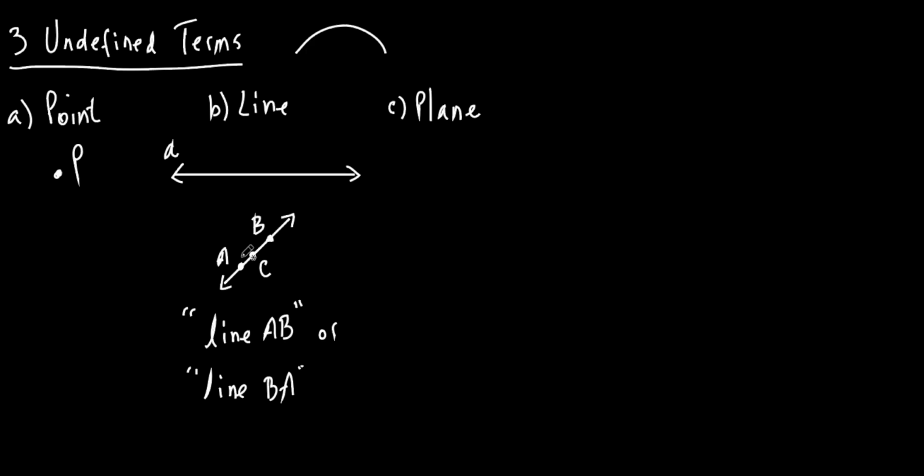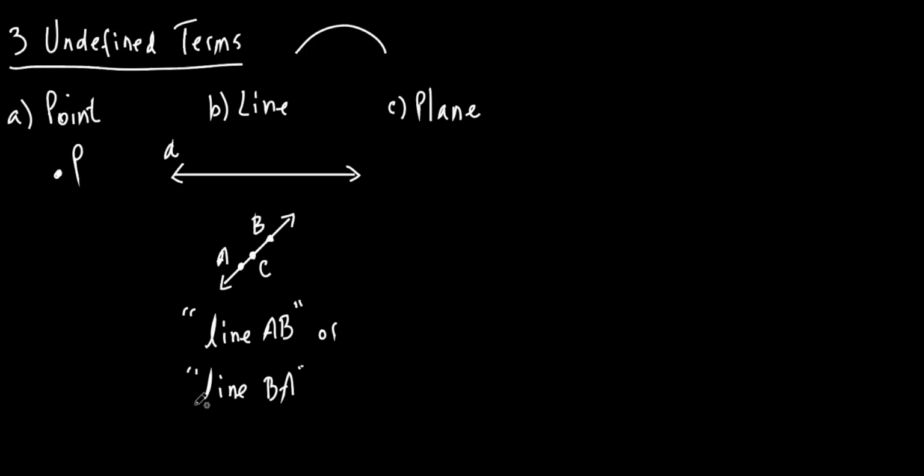I could still call it line AB, even though I got that C in there. I don't have to include the C. I could call it line BA again, or I got some other ways to call it. As long as I just pick any 2 points that are on that line, it doesn't matter what order I put them in, and it doesn't matter which 2 points I pick.